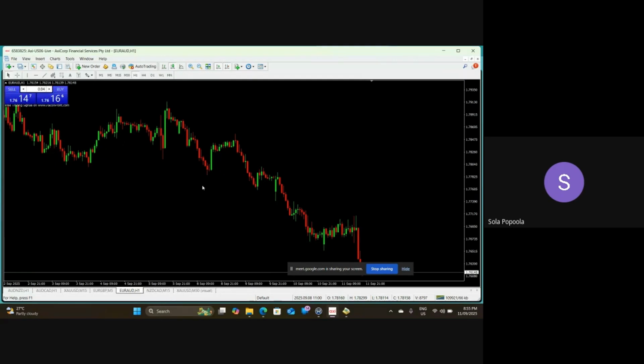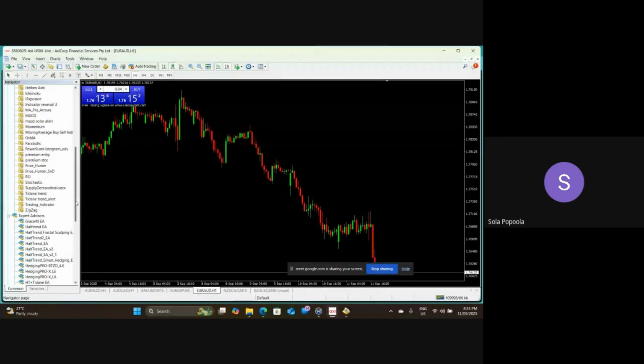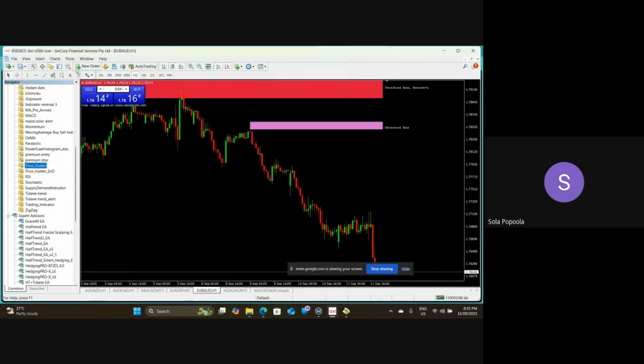Now, when you talk about hedging, you are saying that it is a position where you have equal lot sizes in the buy and in the sell region. But for us to do that, there's one particular tool that we use. It is called the Price Hunter. So let me put the Price Hunter on the chart here.